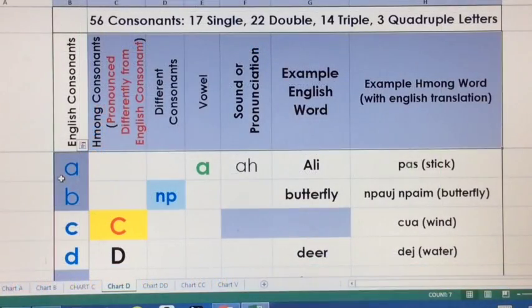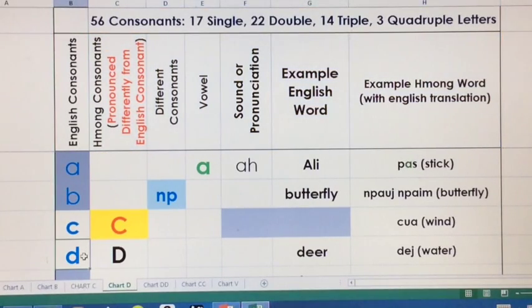This is chart D, the consonant chart. If you look on the far left, those are all the English consonants. And then next to the English consonant is the Hmong consonant. Now, if you look at English consonant A, we do not have a consonant A in the Hmong language. It is actually a vowel. And if you look down to the English consonant C, you'll see that yes, we do have consonant C in Hmong. However, if it's in red font, that means that it's pronounced differently.